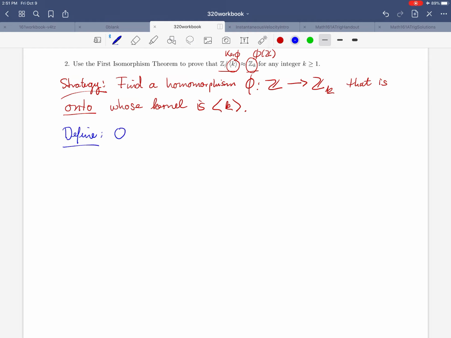How are we going to define this homomorphism? So it goes from Z to Z_K. Well, let's take an integer and let's map it to the integer mod K. So what is this doing? It's just going to take an integer and send it to the remainder after we divide by K. So what is the kernel of this map? Let's see if we can find the kernel of this map.